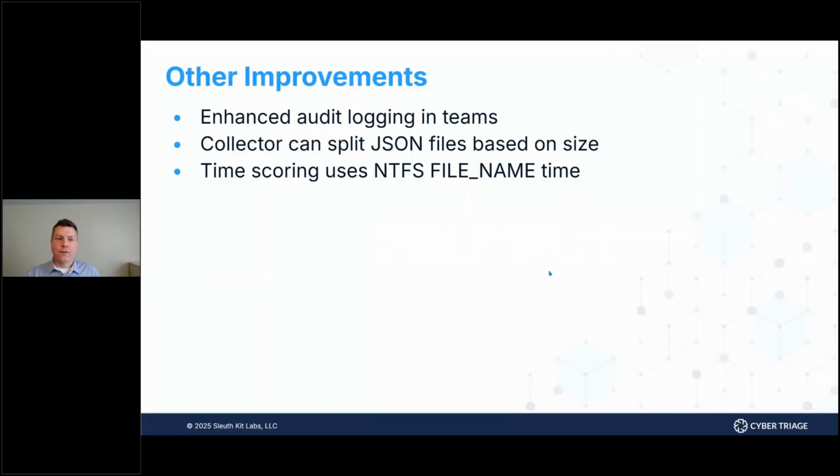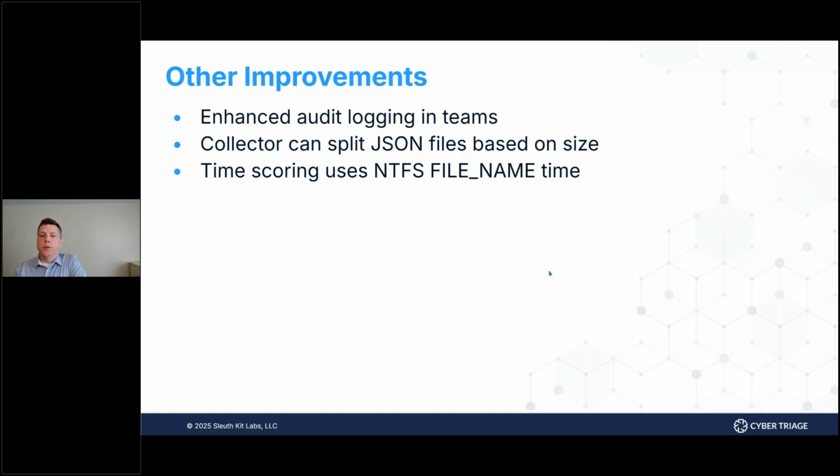Some of the other things we have going on in Teams, the team version, include more audit logging, so you can see when people have logged in, logged out, all their session activity and everything else. JSON files can be split based on size, so if you have size limits on upload containers, Dropboxes, etc., you can specify that you don't want that collection file to be any larger than 2 gigabytes or 5 gigabytes or whatever. Hopefully you don't have too many collections that are running over 5 gigabytes.